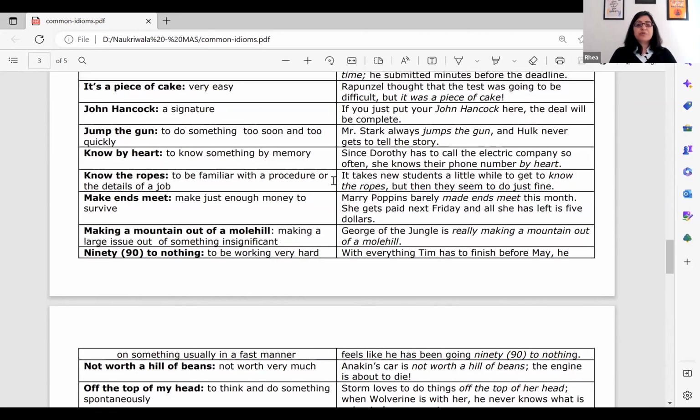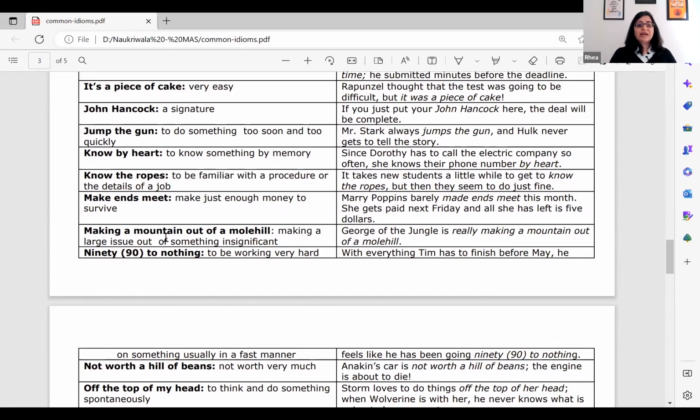Know the ropes. Know the ropes means to be comfortable or to be familiar with something. Okay, so if it takes new students a little while to get to know the ropes, but then they seem to do just fine. So new students, they take some time to understand the procedure, but then they become okay once they understand the procedure. Make ends meet. Make ends meet means make enough money just to survive, not being able to make any savings, just till you can manage your expenses.